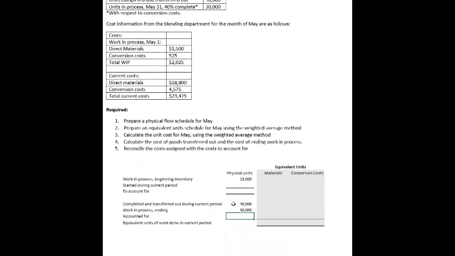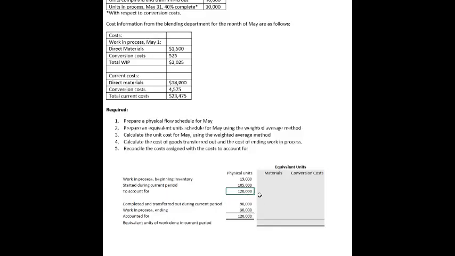So what that means is at the end of the month, I know there are 90,000 I completed, plus 30,000 still in process. So we've accounted for 120,000 units. What I don't know is how many were started during the current period. But I do know that I have to account for the same number, so this should also be 120,000. I can back my way into this started during the current period number by taking the difference between the 120 and the 15. So I know I have to have started during the period 105,000. Okay, so that's fairly straightforward.